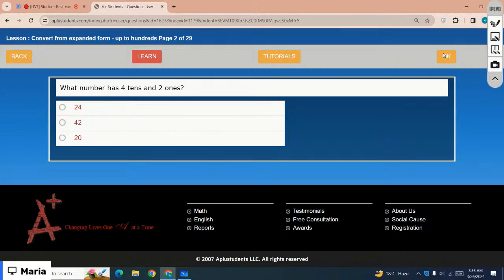What number has four tens and two ones? So which is the correct option? Two is at the ones position, and four is at the tens position. So option number two is the correct option. That is four tens and two ones.